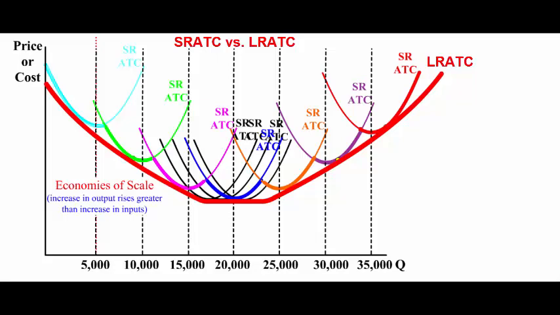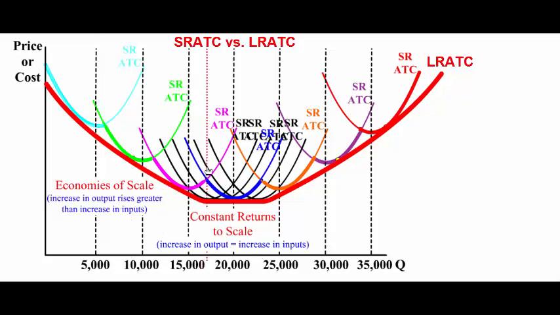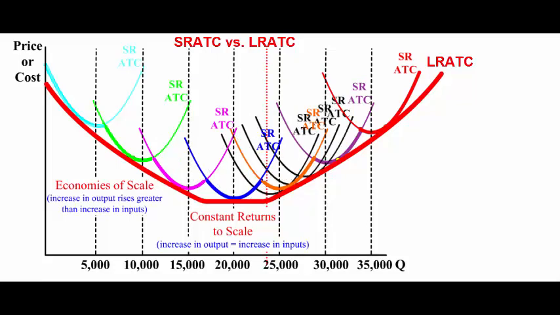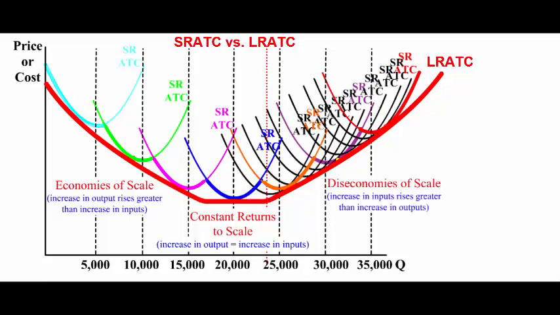Now if you look at this, this here is called constant returns to scale, which means that the increase in output is equal to the increase in the cost of the input here. And so anywhere from this many units all the way to this many units is considered to be constant returns to scale. Now if you look at this, here is called diseconomies of scale.